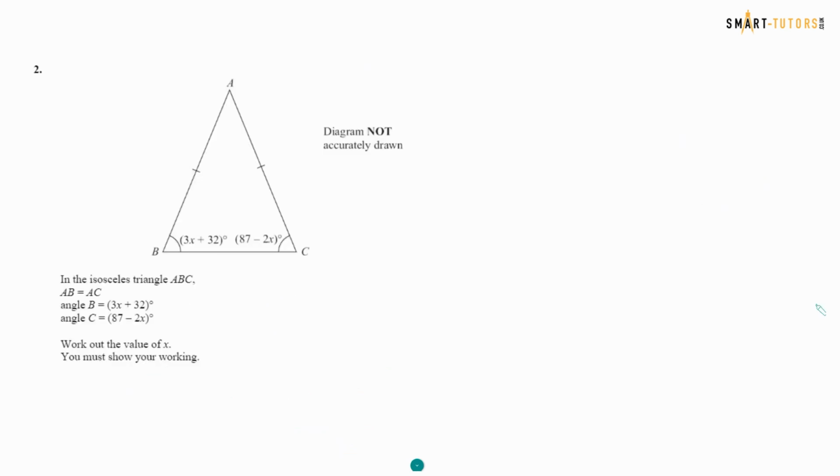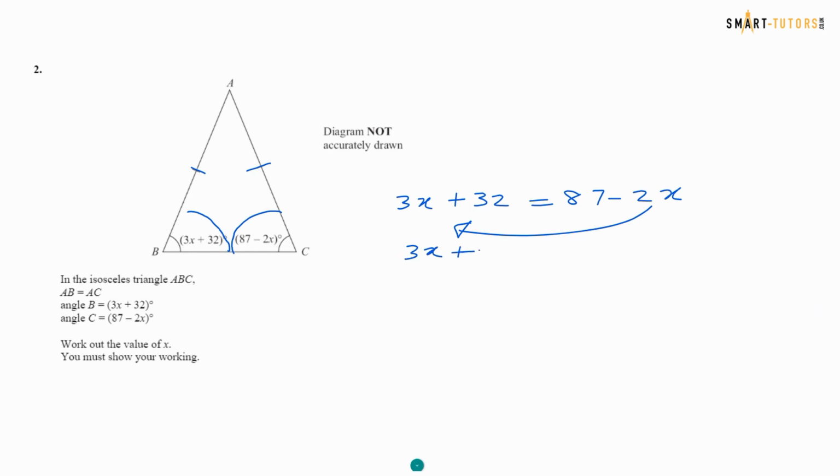Question number 2. A triangle is marked as an isosceles triangle. So they mark these 2 sides are equal. So that means immediately I know the base angles, this angle equal to this angle. So 3x plus 32 has to be equal to 87 minus 2x. Right? I bring the minus 2x to this side. So 3x plus 2x, and at the same time 87 minus 32, the 32 going to the other side. So that is going to be 5 and 5x. So x is going to be 11.